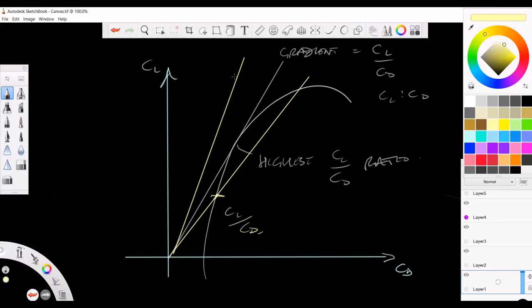So the tangents are always going to be the highest gradient or the lowest gradient. This is the only one where it's the highest, I think. Everything else is going to be the lowest gradient. But the gradient is a ratio of the two figures, so it's the lowest possible ratio of those two figures, or the highest if you reverse it. That's why tangents are important, because it's either the highest or the lowest possible ratio.